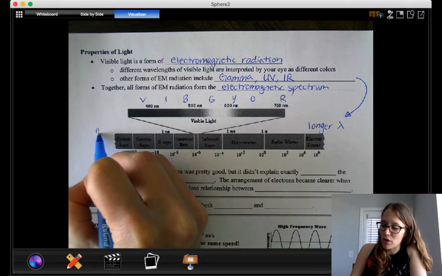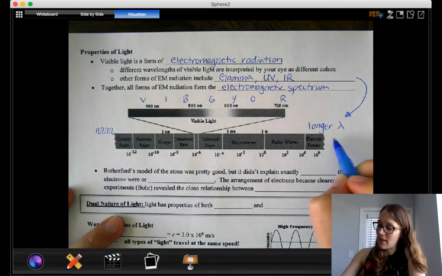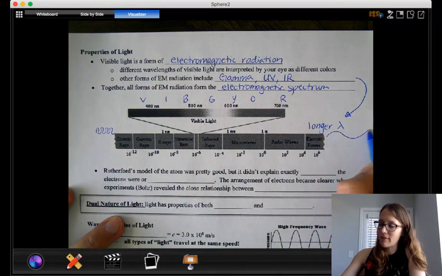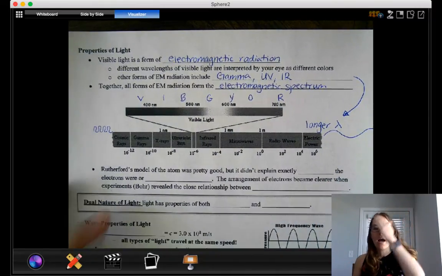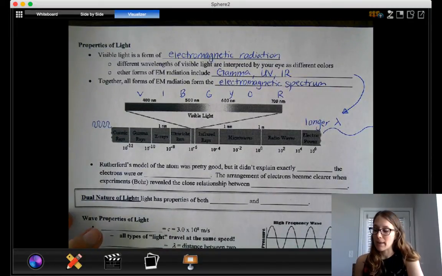So if I was just going to draw a wave with a short wavelength, it would look like this. And then a wave that had a longer wavelength would look like that. So this is kind of that spectrum. That length of the wave is changing as we move from left to right.